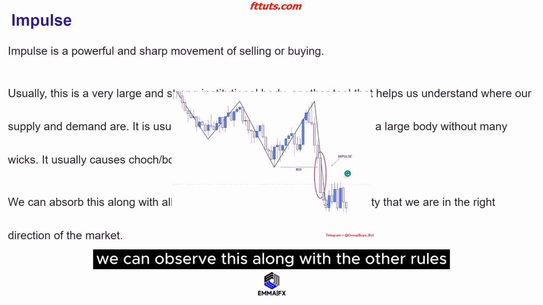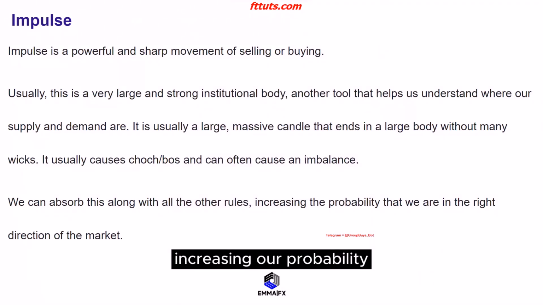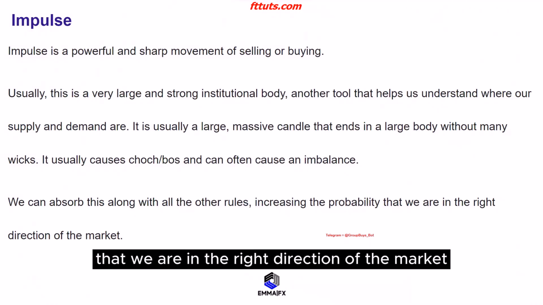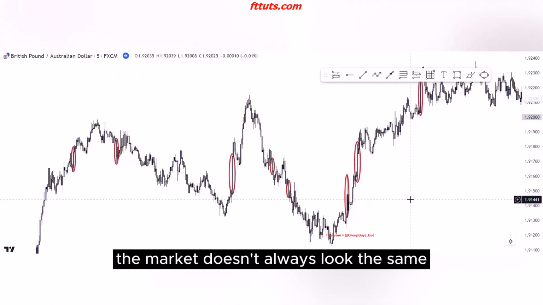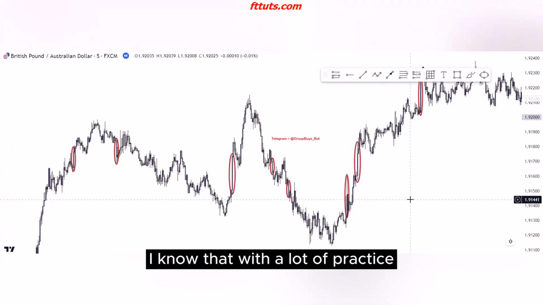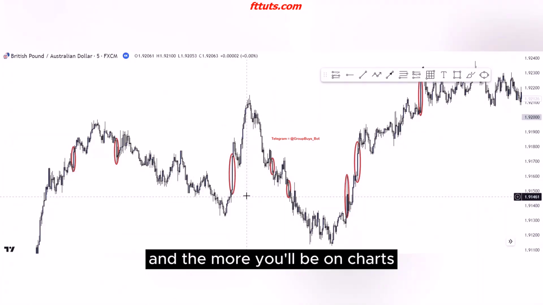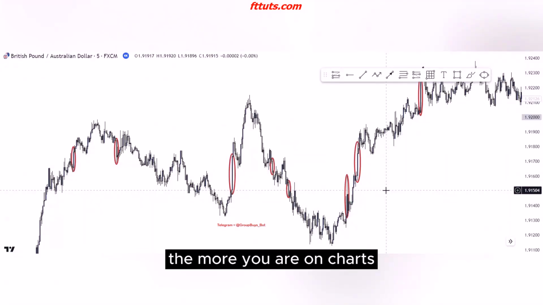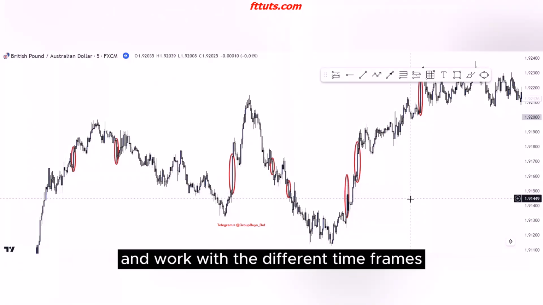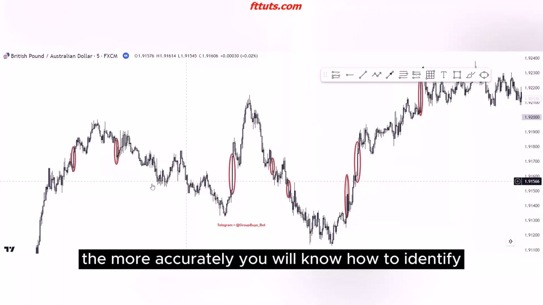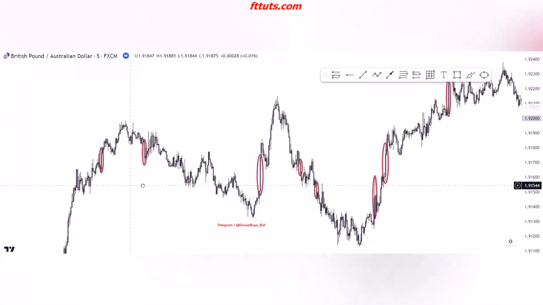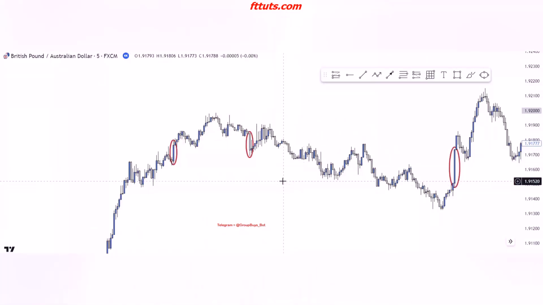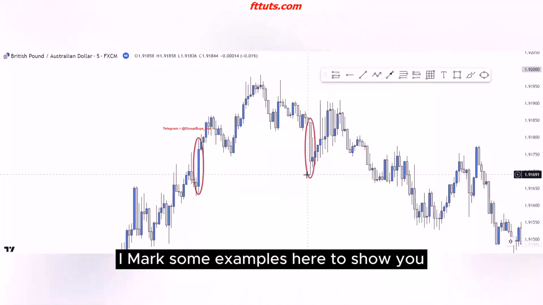We can observe this along with the other rules, increasing our probability that we are in the right direction of the market. The market doesn't always look the same, and the candles can be a little bit different and confusing. I know that with a lot of practice, the more you are on charts and work with different time frames, the more accurately you will know how to identify the candles. I marked some examples here to show you.